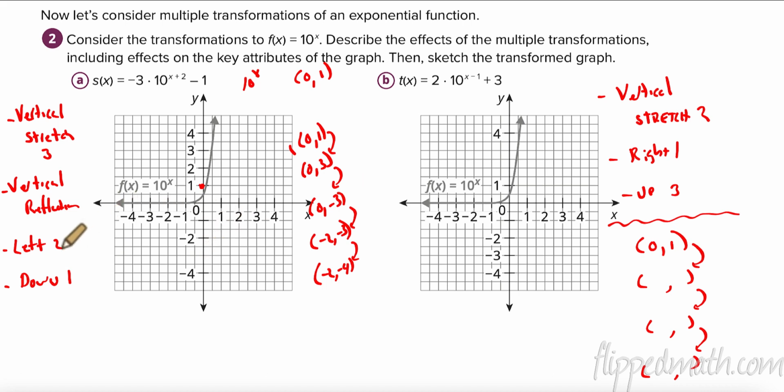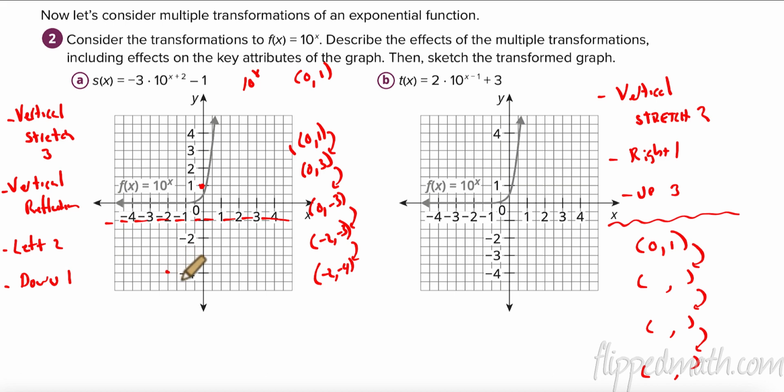Then I say go left 2. So I'm going to take this point and go left 2. That'd be 0, minus 2, negative 2. So now my point is at negative 2, negative 3. And then it says down 1. So negative 2, negative 4. So that down 1, now remember, that's an asymptote. Our asymptote actually changes here. It's crazy. All right, so negative 2, negative 4.